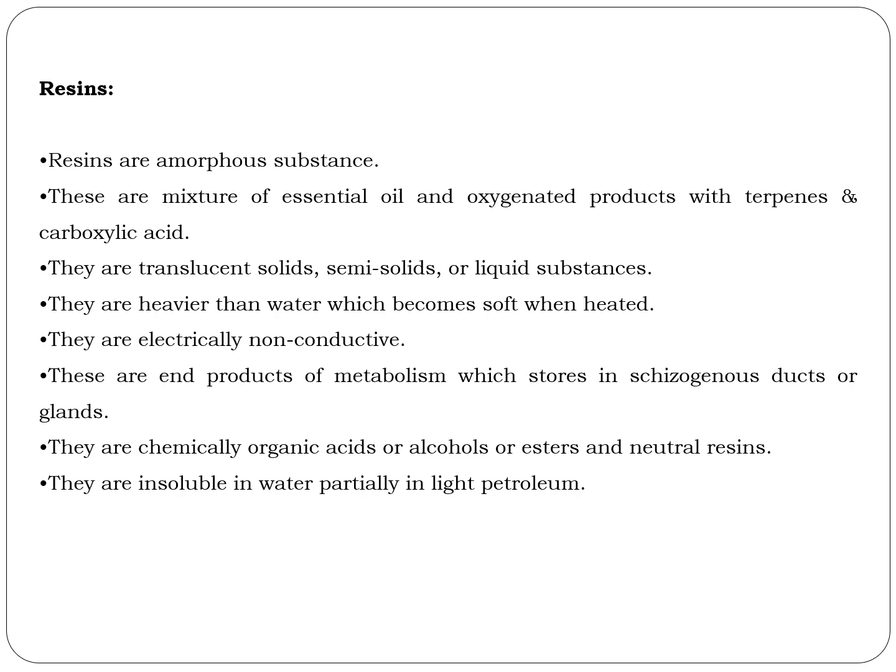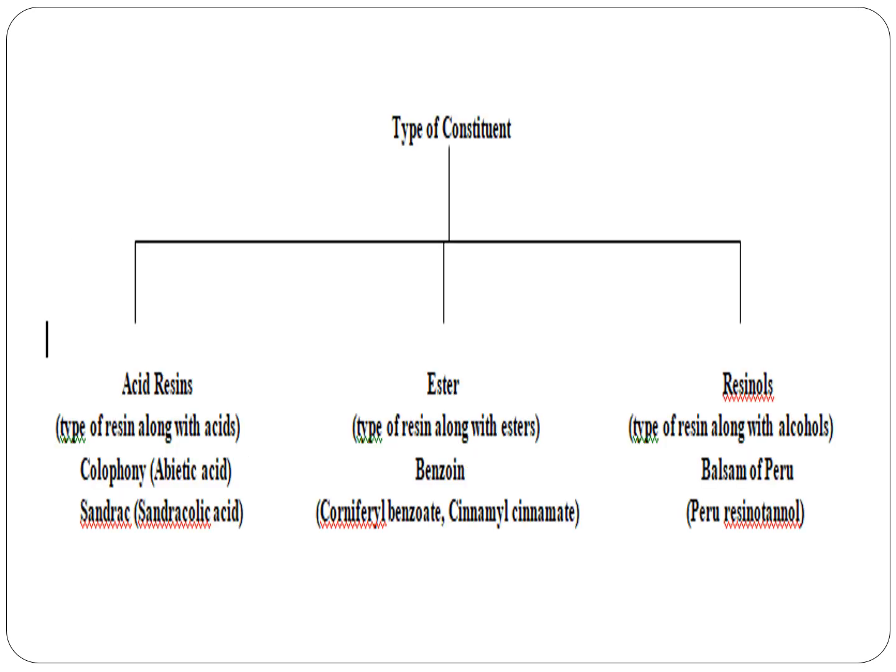They are chemically organic acids, alcohols, esters and neutral resins. They are insoluble in water, and partially soluble in light petroleum. So based upon the type of content, the resins are classified into acid resins, ester resins and resinols.